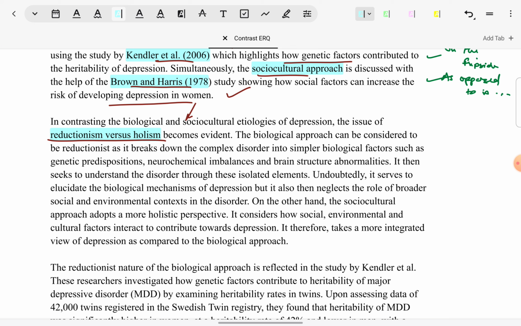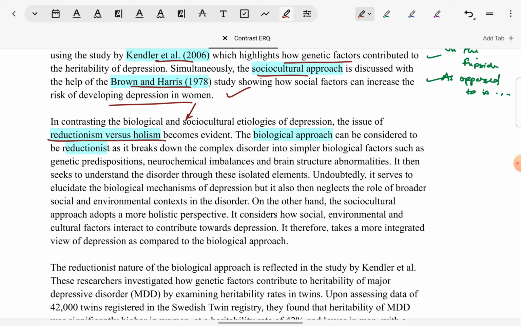Now here in this essay, once the reductionism holism debate is outlined, of course the following paragraphs are going to be totally focused on this point or this argument. So first, the biological approach is said to be reductionist, and then it's explained why we would consider that it is reductionist. As with all ERQs, and I have mentioned this in previous videos as well, first you must always explain the point or argument you are making without reference to the study, and then just use the study as an illustration or a support for that point.